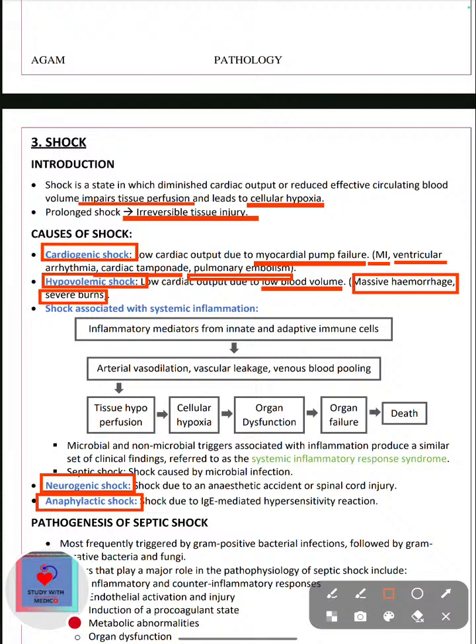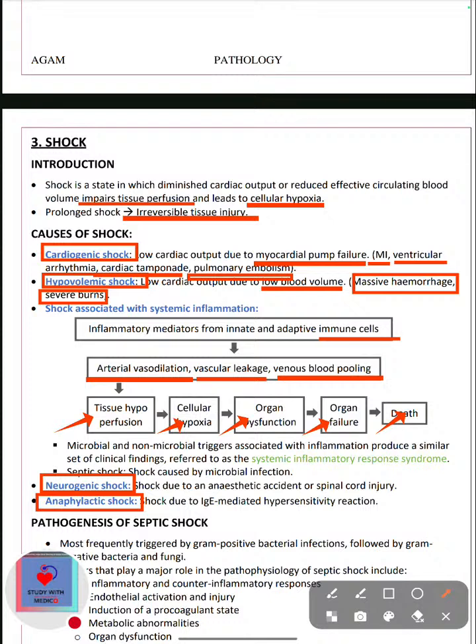Talking about shock associated with systemic inflammation. So inflammatory mediators from innate and adaptive immune system cells. Arterial vasodilation होता है, इस वजह से vascular leakage. So venous blood pooling. All the blood from the arteries and veins are coming into where? They are coming into the tissue. So because of that tissue hypoperfusion is there. There is cellular hypoxia, organ dysfunction, organ failure, and death. Okay, so these things are occurring.